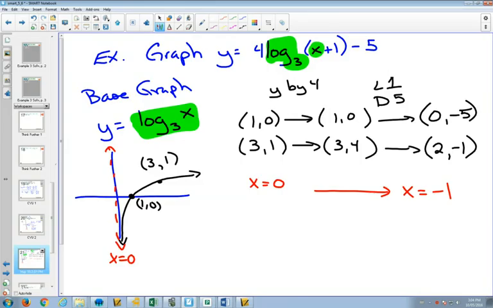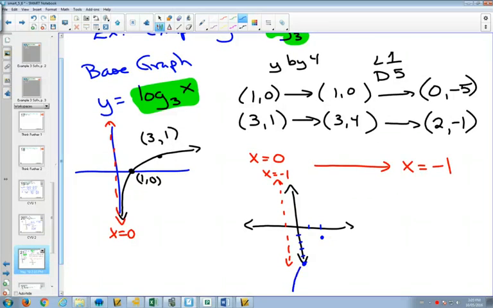Taking all of this information now, we now have an asymptote here at x equals negative 1. We've got the point 2, comma negative 1, and 0, comma negative 5. And there's our log graph. It's been stretched, and then it's been moved left 1 and down 5.